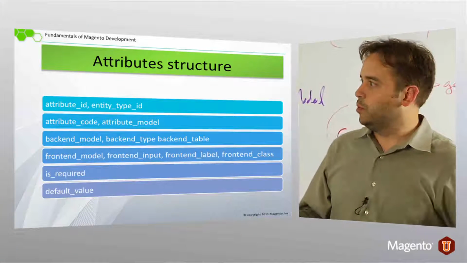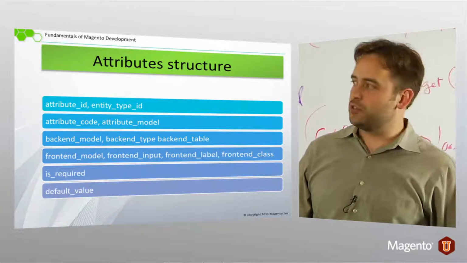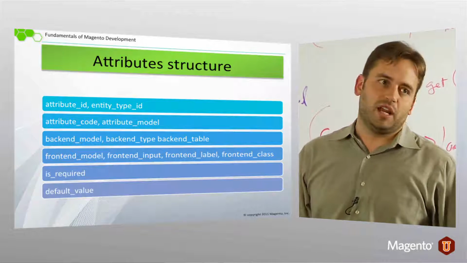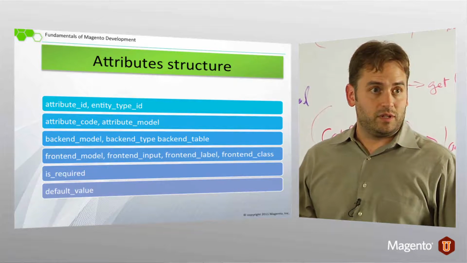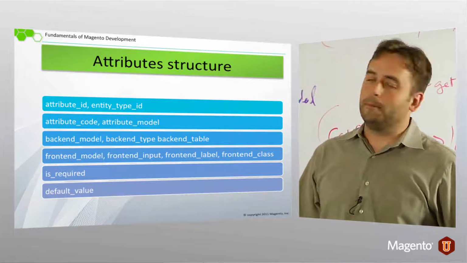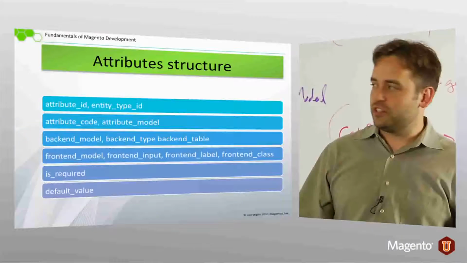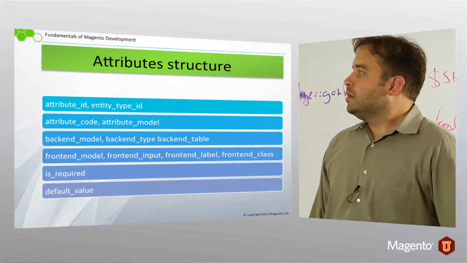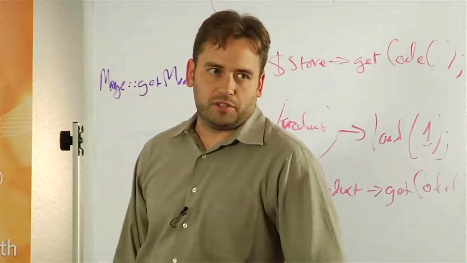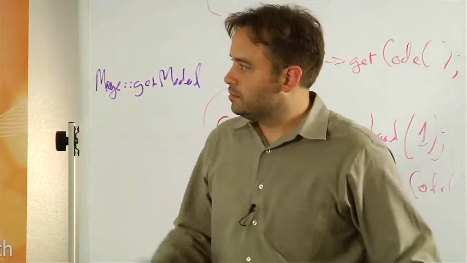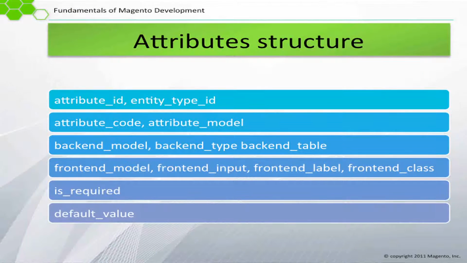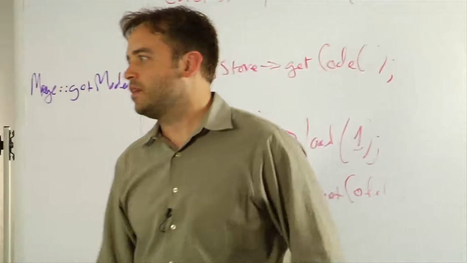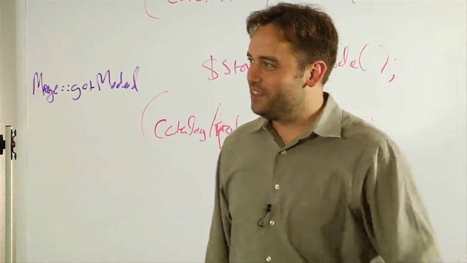For the front end, we can specify a front end model. So this would be used to make sense of whatever information we're pulling from our database. We can specify an input type. This would be used to administer, or how we display the option to administer this thing. So a select box, for example, or a multi-select, or text. Front end label. So obviously, what do we call that? And then front end class, I believe, a CSS class, so when used in rendering. Is required. Guess what that does? 1 or 0.